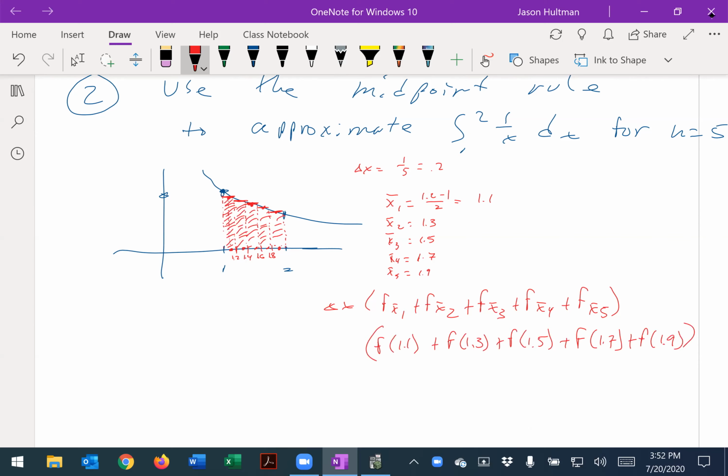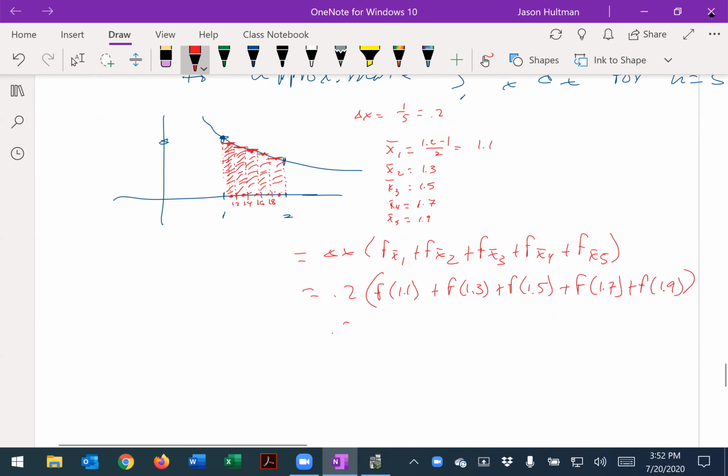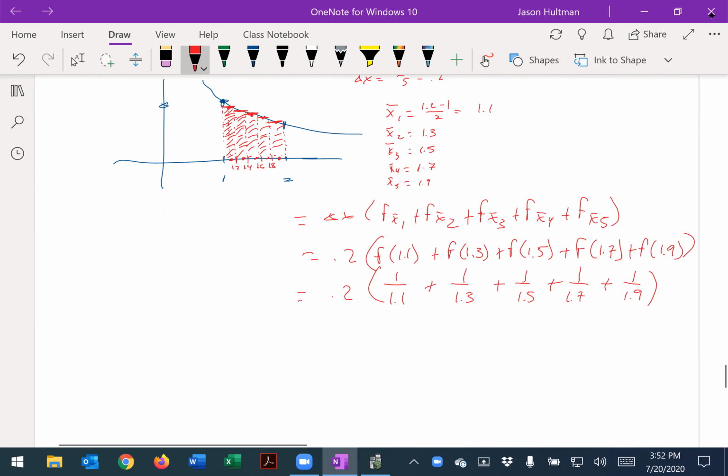And what was delta x? Delta x was 0.2, right? So what's this going to be? It's going to be 0.2 times 1 over 1.1 plus 1 over 1.3 plus 1 over 1.5 plus 1 over 1.7 plus 1 over 1.9. If I plug all of that into a calculator, I get the midpoint approximation of 0.691908.